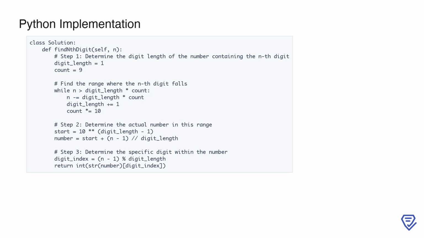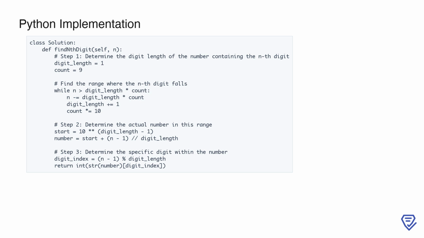Step 2. After determining the digit length, calculate the starting number of the range using 10^(digit_length - 1), e.g., 10 for 2-digit numbers. The exact number containing the nth digit is found by adding (n - 1) / digit_length to the start. Step 3. Within this number, the nth digit's position is (n - 1) % digit_length. Convert the number to a string and extract the required digit at this position. Return it as an integer.